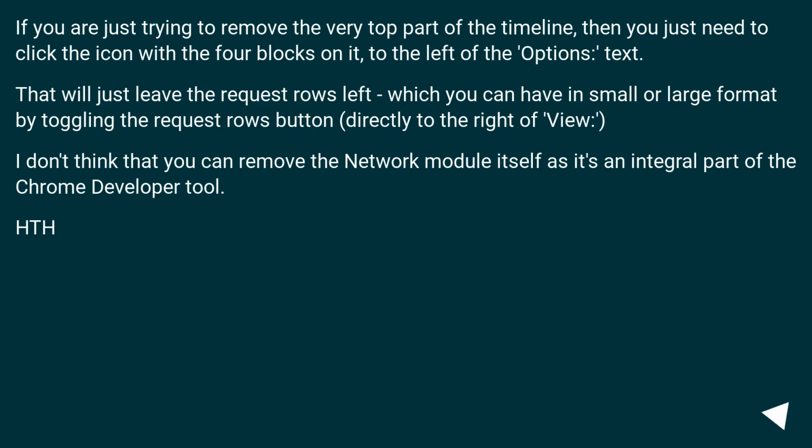If you are just trying to remove the very top part of the timeline, then you just need to click the icon with the four blocks on it, to the left of the options, text. That will just leave the request rows left, which you can have in small or large format by toggling the request rows button, directly to the right of view. I don't think that you can remove the network module itself as it's an integral part of the Chrome developer tool. HTH.